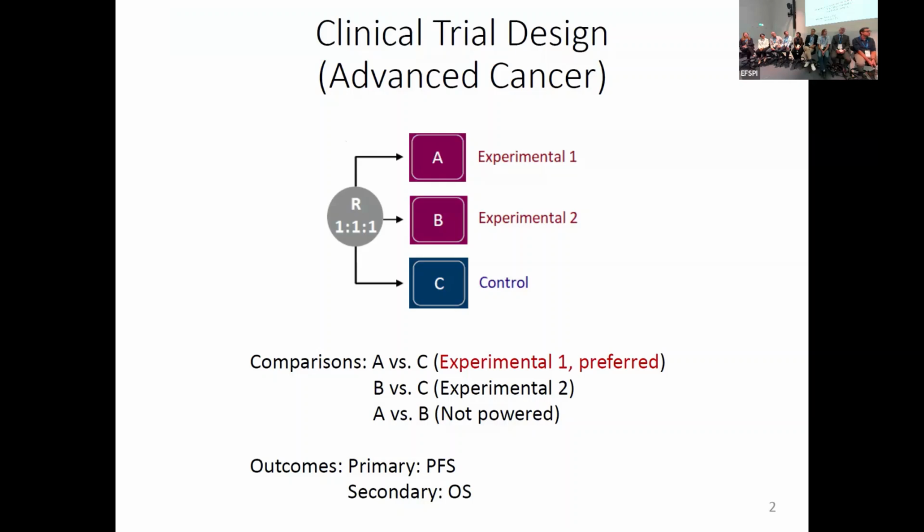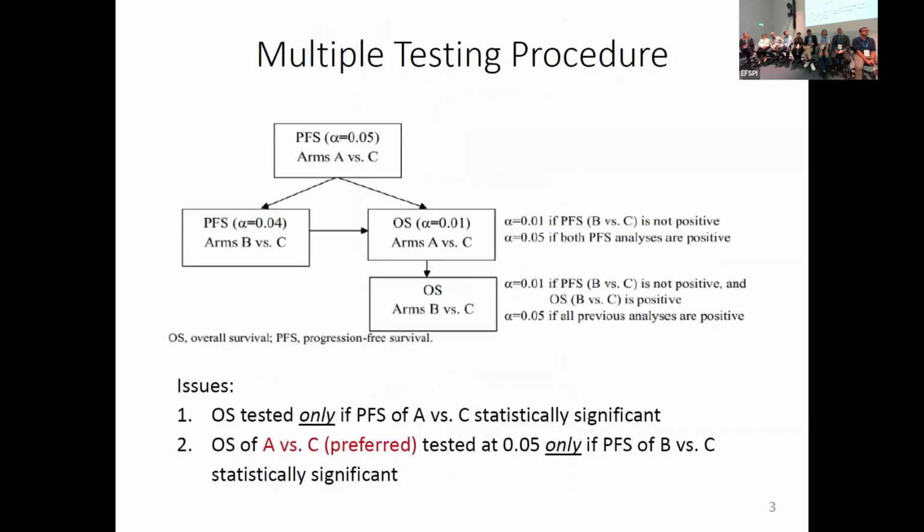There are many situations where we have this. It could be 2 doses, could be 2 schedules. In this case, it was just 2 experimental arms, but one of the 2 was the preferred. They call it the preferred experimental. So they were really hoping that arm A would be the best arm and that it would be approvable. There were not only 3 arms, so multiple comparisons there, but also 2 outcomes, as is often the case in advanced cancer: PFS, which was the primary, and OS, which is the secondary. So a sort of typical situation.